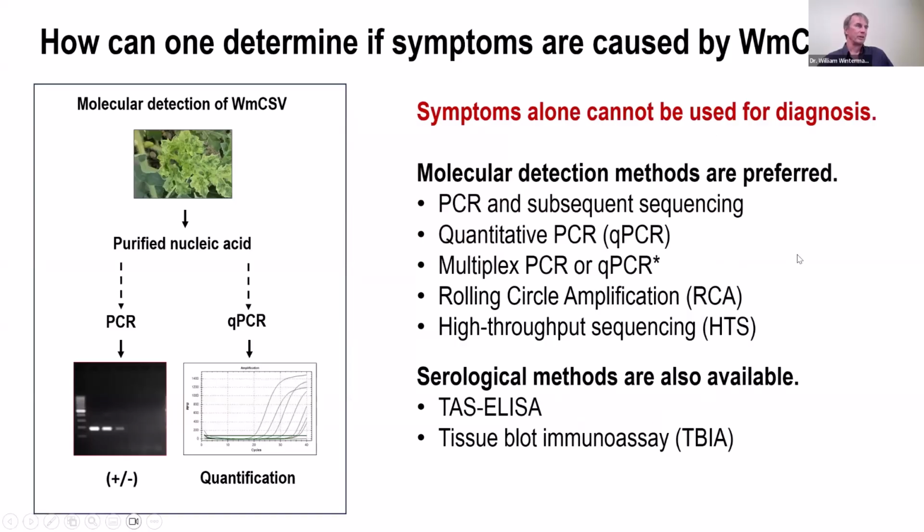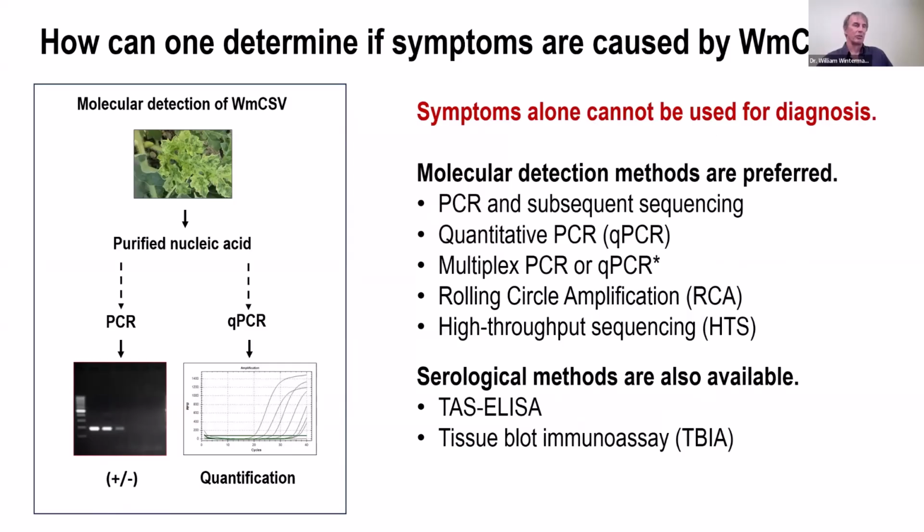To address that, we need to have molecular detection systems. These systems allow us to look at multiple targets at the same time. As with other viruses, a PCR system is effective for detecting this virus, since this is a DNA virus, either just plus minus as shown on the left, or a quantitative method. There's also the potential for high throughput sequencing, where we can basically look at everything that's in a plant and find out what's in there. These are all techniques that can be done by a diagnostic lab.